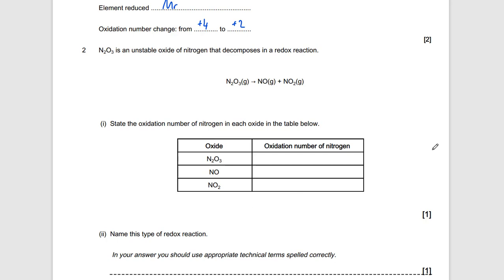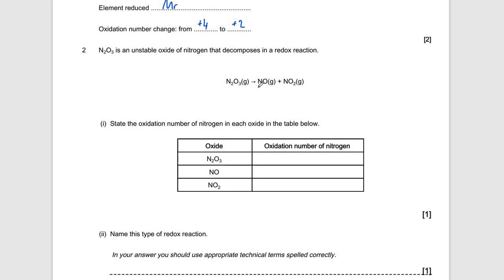So moving on then, we've got N2O3, unstable oxide of nitrogen, decomposing in a redox reaction. It just wants the oxidation number of nitrogen in each one of the compounds. So again, we'll use our rules here. Our rules are hard and fast. Oxygen is always -2, and it will be in this scenario as well. That's really helpful, by the way. And this is going to solve all our problems.